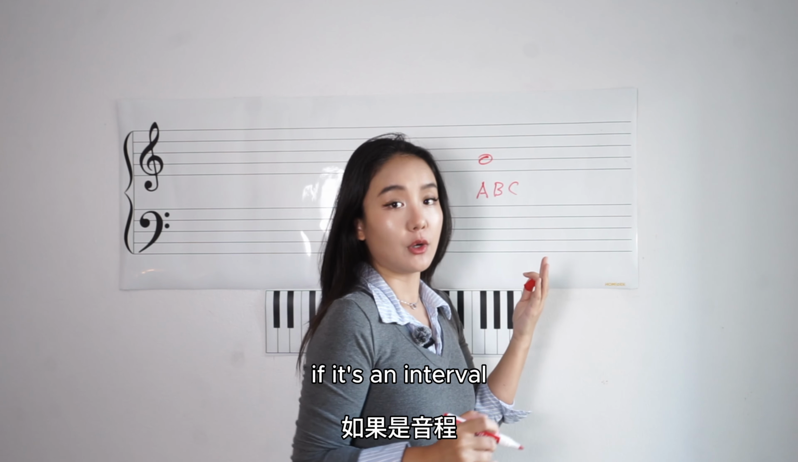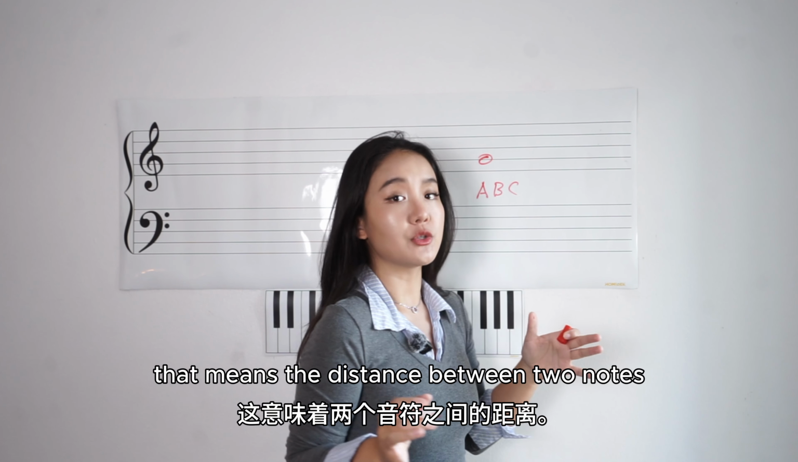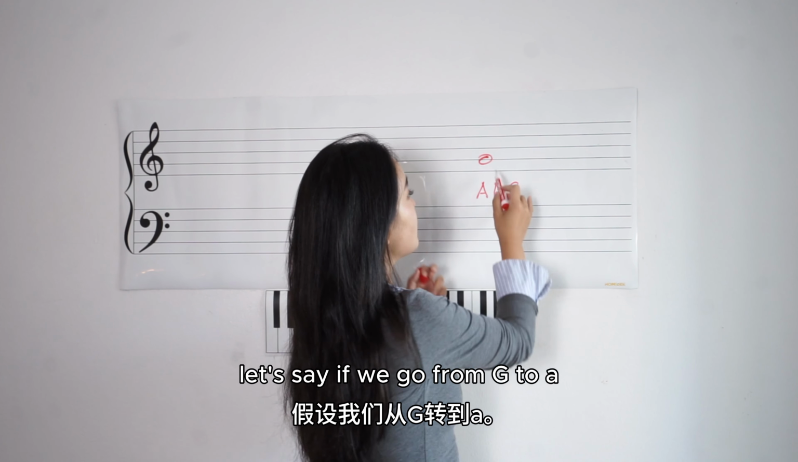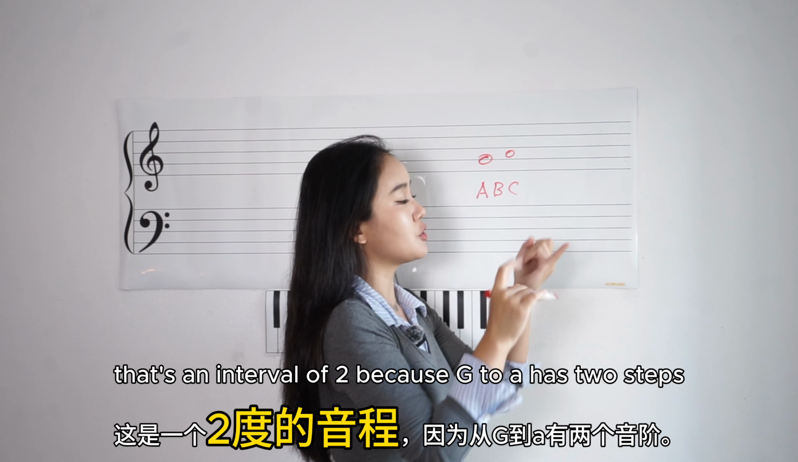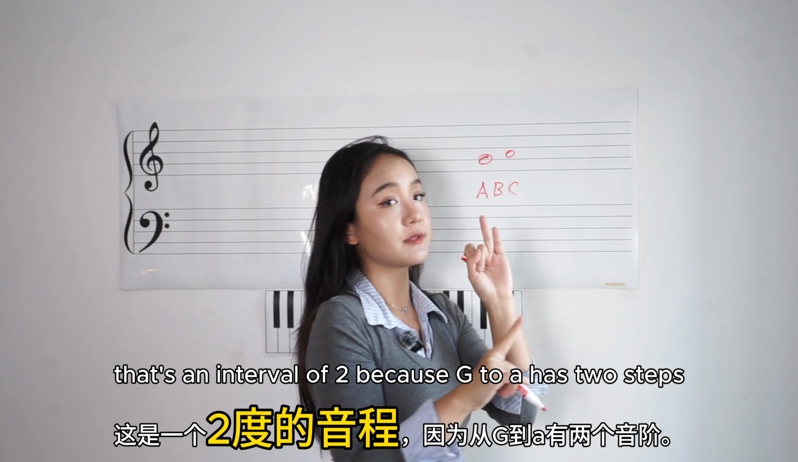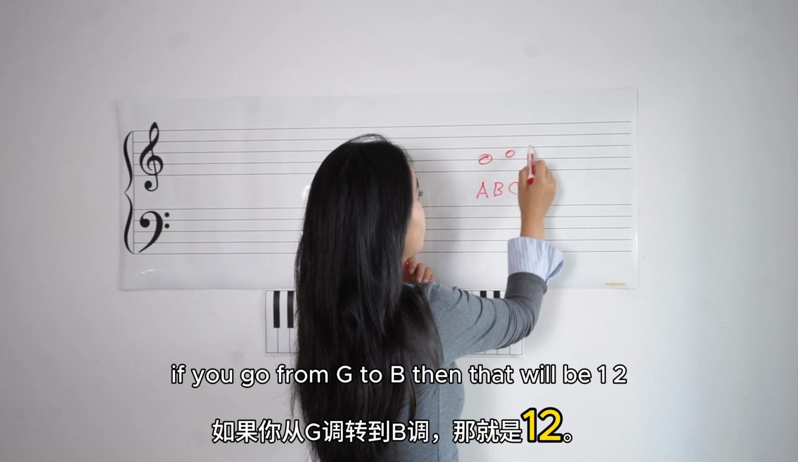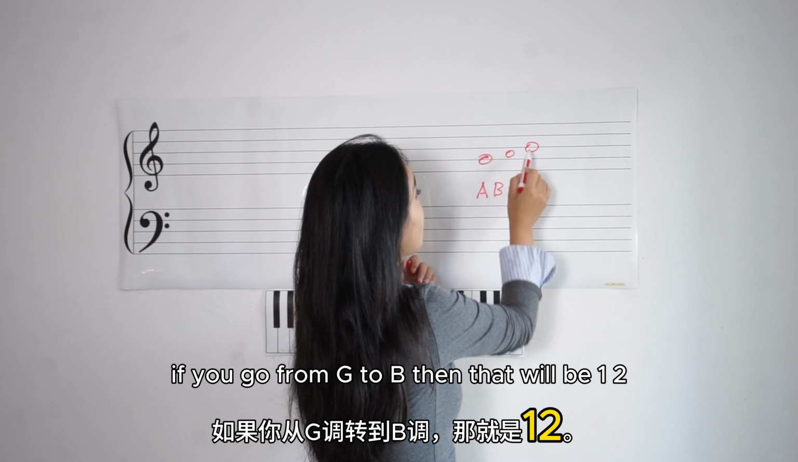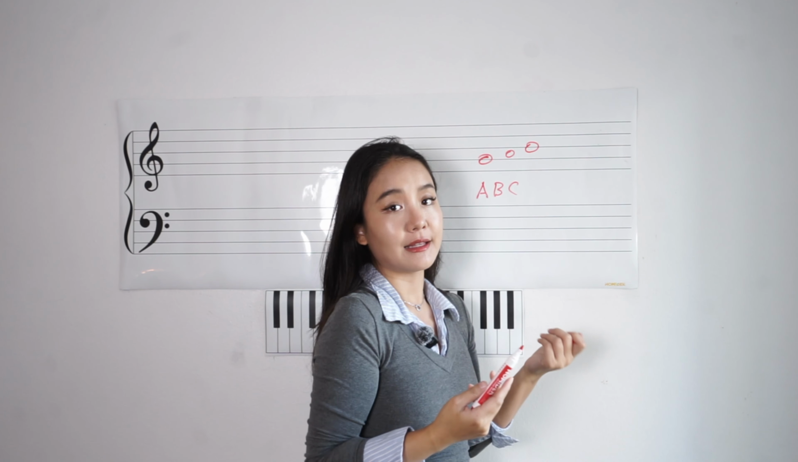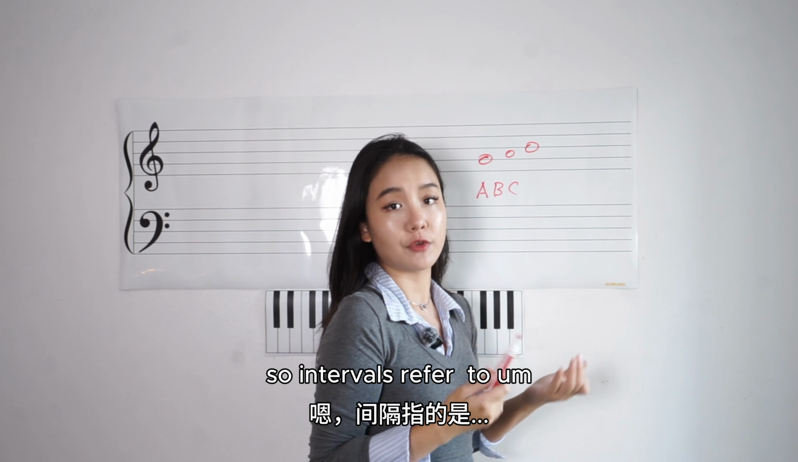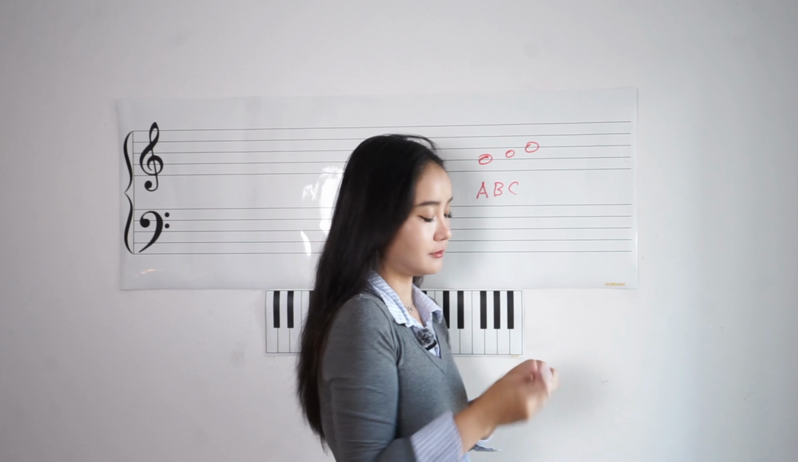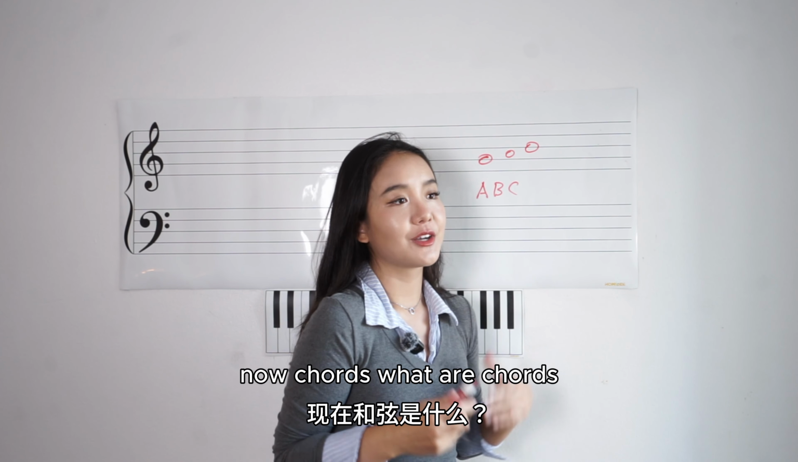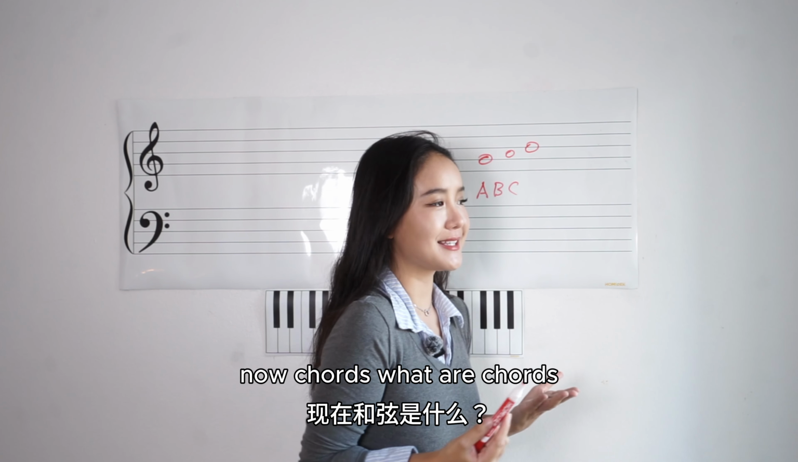An interval means the distance between 2 notes. Let's say if we go from G to A, that's an interval of 2, because G to A has 2 steps. If you go from G to B, then that would be 1, 2, 3 steps. So intervals refer to the distance between 2 notes. Now, chords. What are chords?